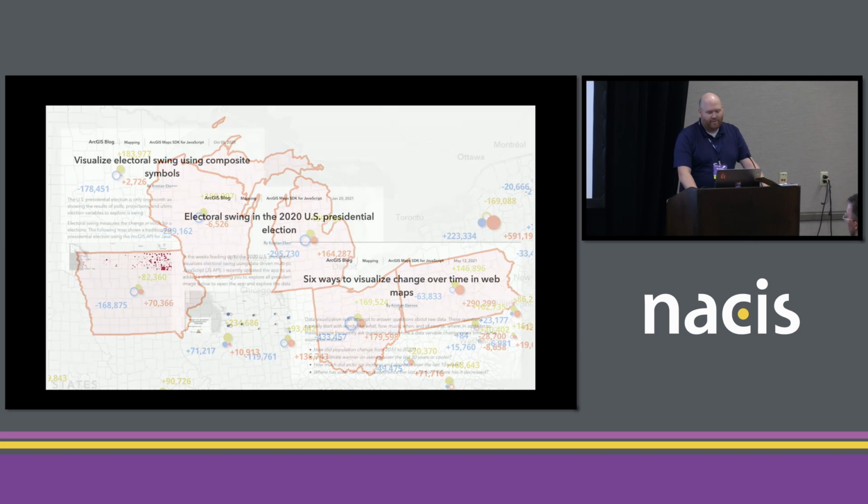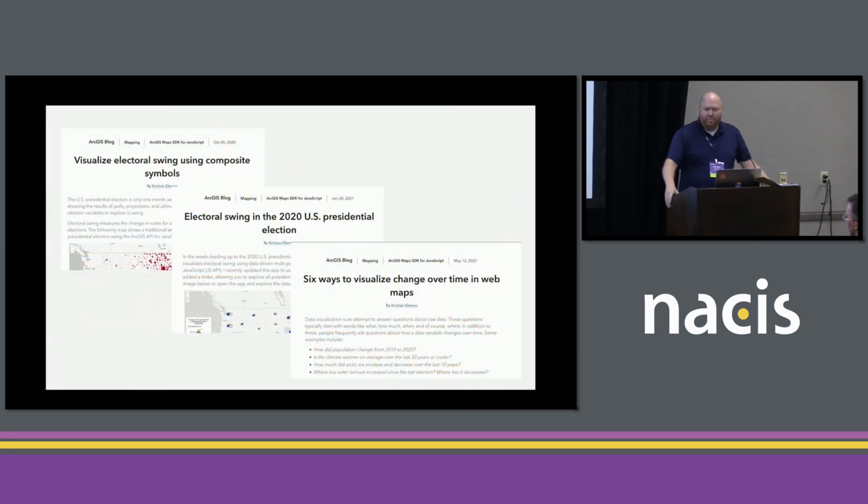So again, very fascinating. So I ended up creating a bunch of these visualizations. I wrote several blogs about them, would present at conferences on this topic. And I was presenting at the Esri Developer Summit a few years ago, more generically about change over time, and I was showing off these maps.